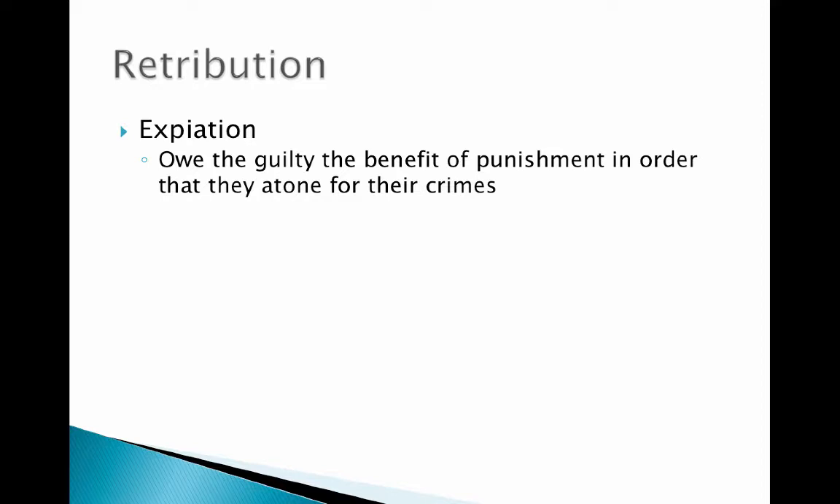Expiation is a form of retribution whereby one owes the guilty the benefit of the punishment in order that they atone for their crimes. Again, looking back at atoning for crime being related to sin, a person had to atone for their sin or atone for their crime, and that's why retribution was considered to be a very relevant explanation for punishment at the time.